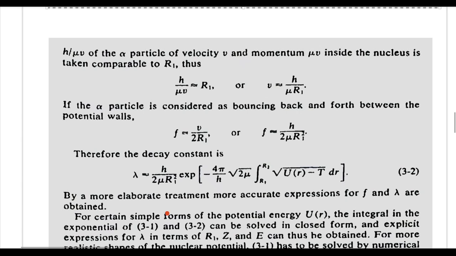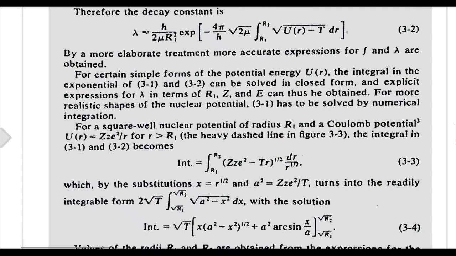For certain simple forms of potential energy, the integral in the exponential of 3.1 and 3.2 can be solved in closed form, and an explicit expression for lambda in terms of R1, Z and E can thus be obtained. For more realistic shapes of nuclear potentials, it has to be solved by numerical integration. For a square well nuclear potential of radius R1 and a Coulomb potential, mu R equal to ZE square upon R for R greater than R1.